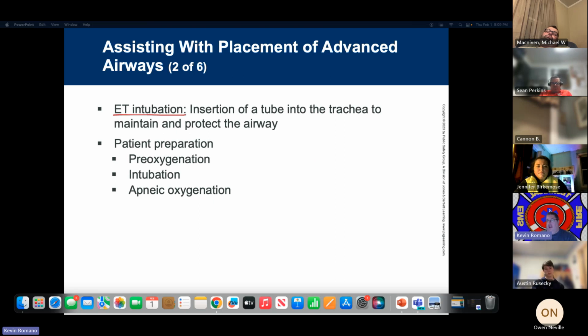Insertion of a tube into the trachea to maintain and protect the airway. Patient prep, pre-oxygenation. We don't do a ton of it. We're not RSIing a patient. We're just putting an intubation tube in.